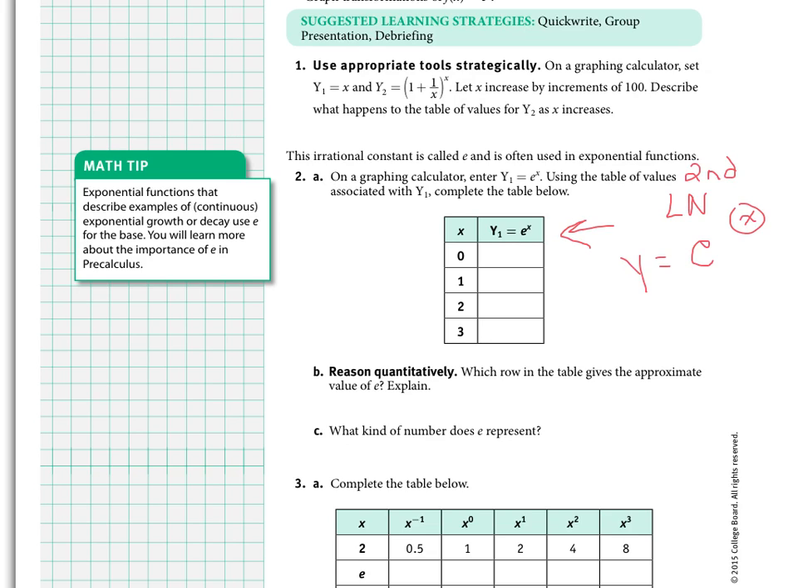In the table, you'll find that E to the 0 is 1. E to the first power is 2.718. And it actually goes on forever because it is an irrational constant, kind of like pi. It is used a lot in pre-calculus and in some of your science classes.